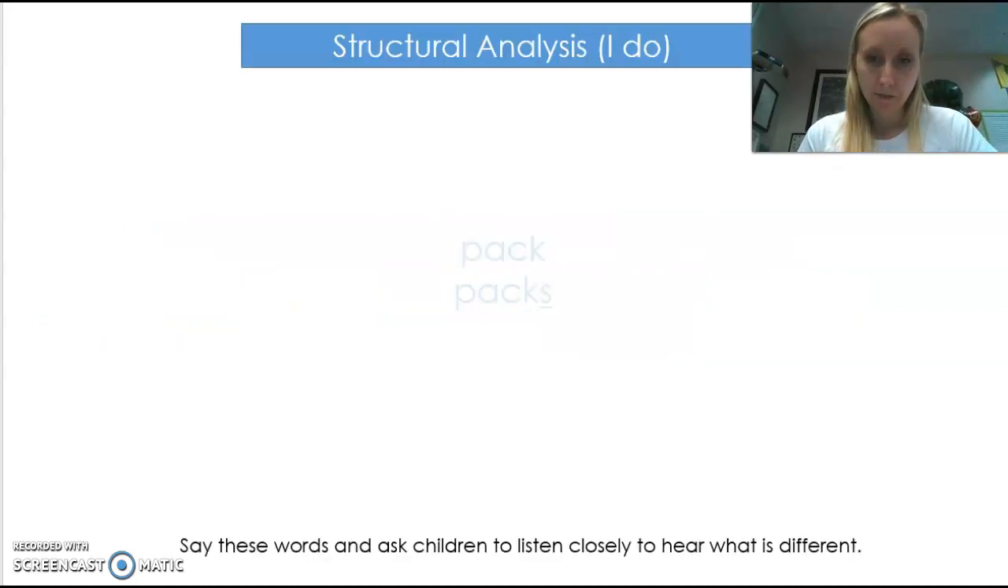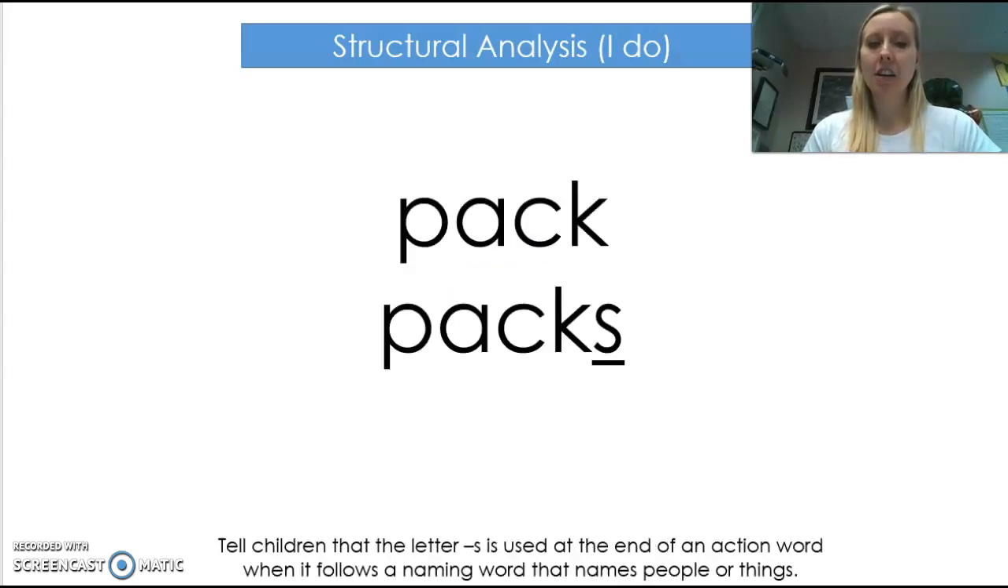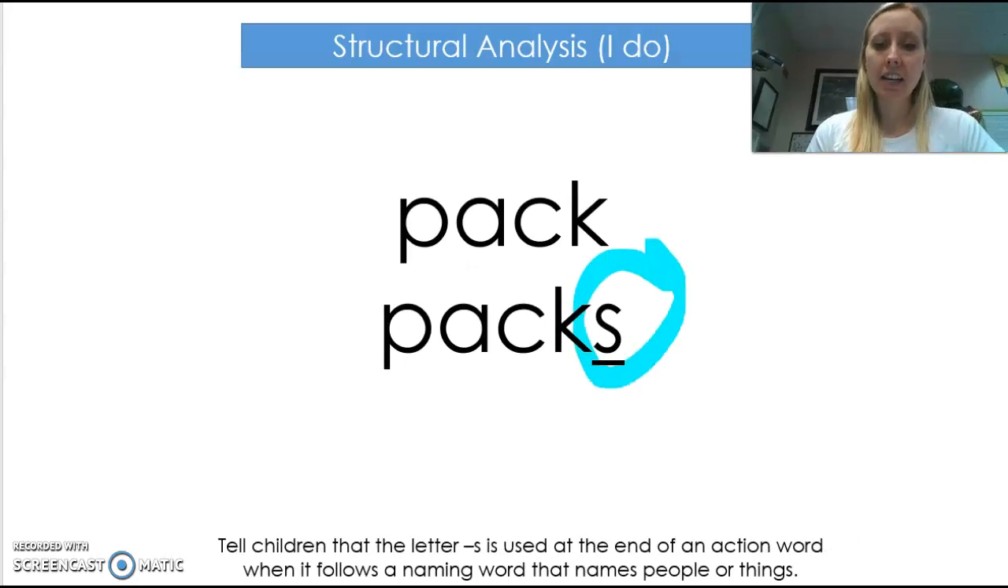Okay, friends. So, okay, listen to these words. Pack, packs. Do you hear the difference? Pack, packs. Think in your head. Okay, if you heard that S at the end, you are right. S is used at the end of an action word when it follows a naming word that names people or things. So pack becomes packs, talk becomes talks, walk becomes walks.